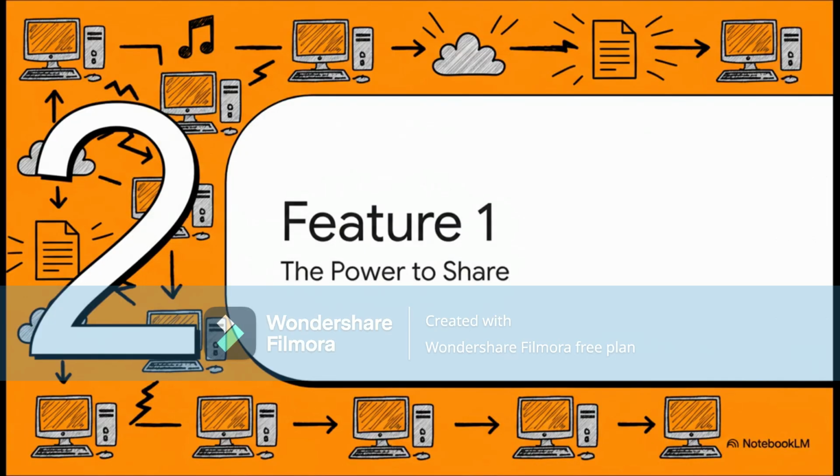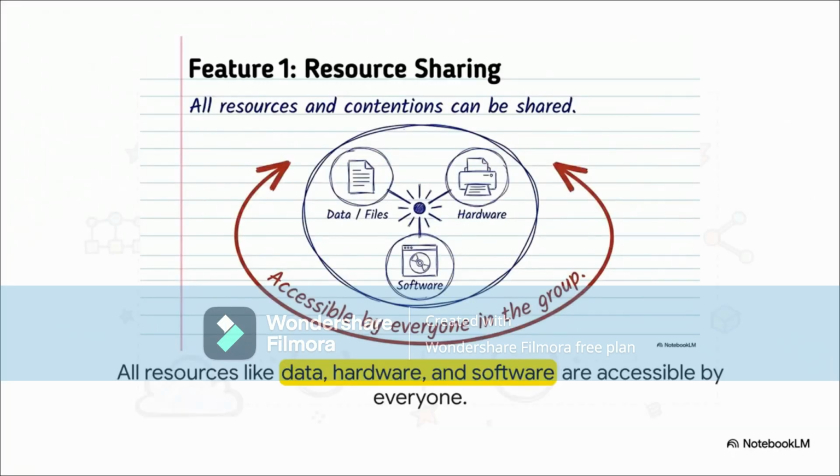All right, so P2P networks have some really awesome features, and I like to think of them as superpowers. The first, and maybe the most important one, is the power to share pretty much anything you want directly from one computer to another. I mean, look at this. It's like a complete circle of sharing. It doesn't matter if it's data, like your project files, or hardware, like that one printer, or even software. Everything can be shared with everyone in the group. It's all about making collaboration a breeze.